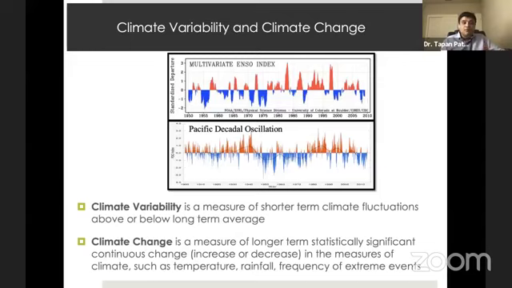But when you talk about climate change, it's a longer term continuous change. It could be an increasing trend or a decreasing trend depending on which variable we are studying, and it has to be a statistically significant trend. And so we'll talk a little bit more about some of those trends.